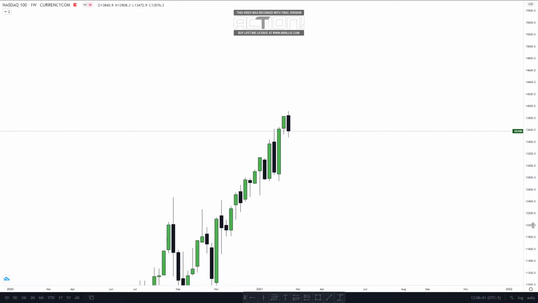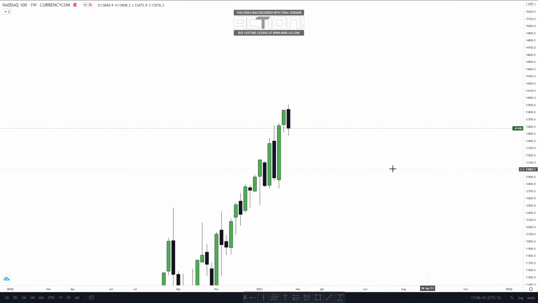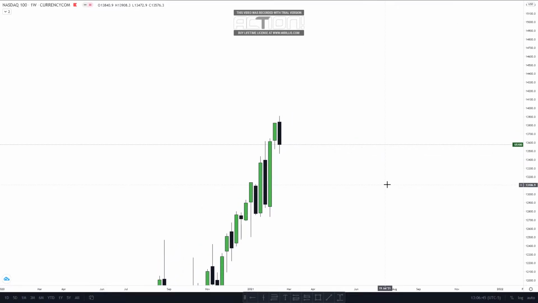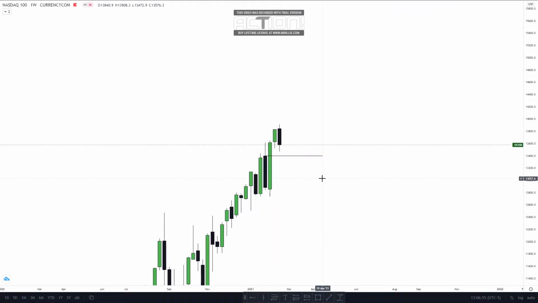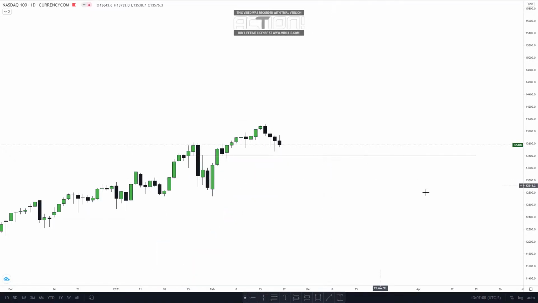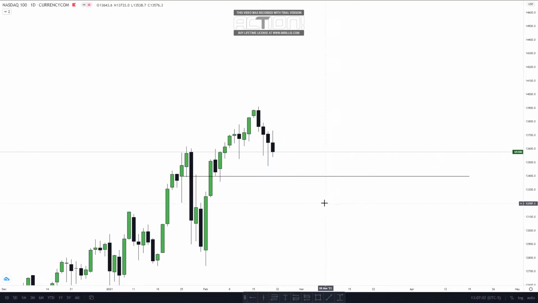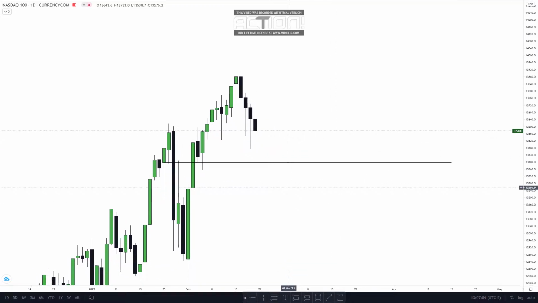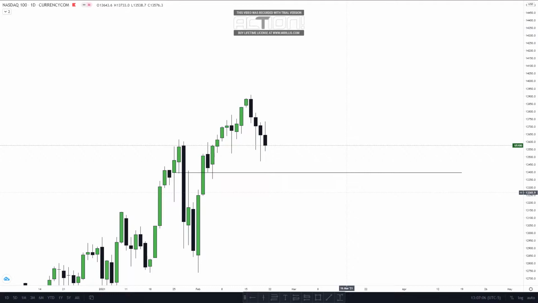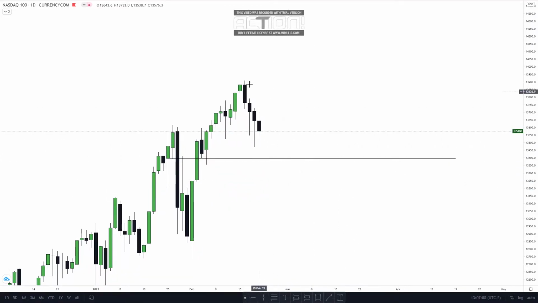So what I am expecting is for Nasdaq to approach this area right here, which we can define as support. Right, let's head down to the daily time frame and maybe we can redefine that. So on the daily time frame, we can see that Nasdaq has been heading towards the downside.